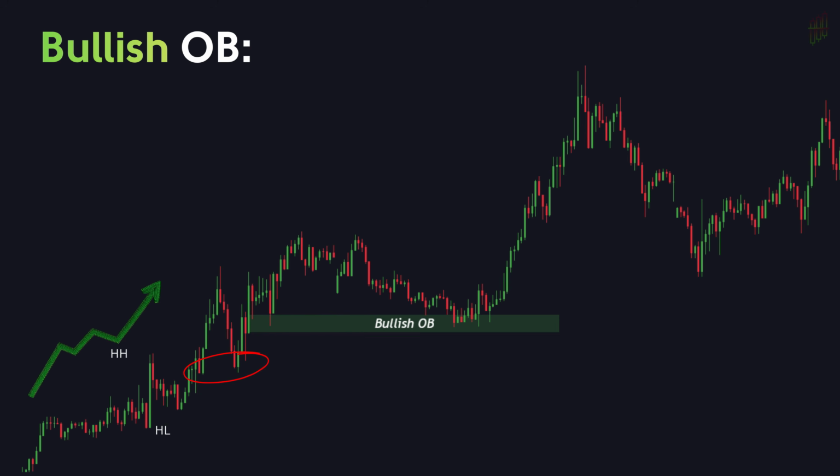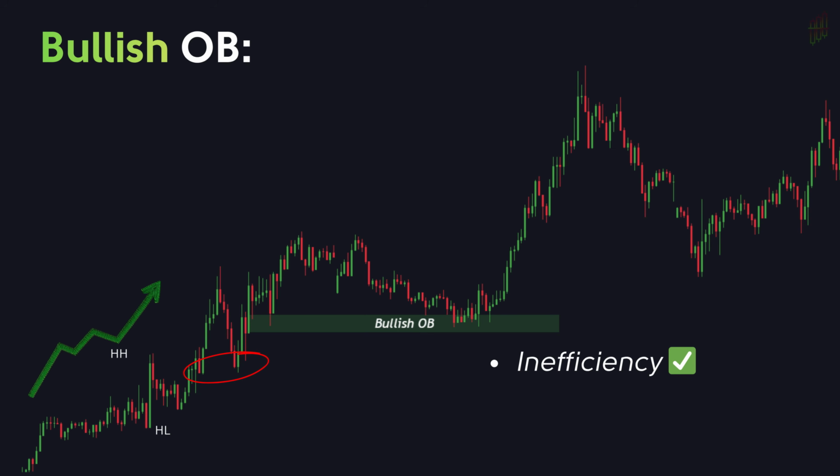This impulsive move is the first sign that institutions might have placed significant buy orders in this zone, creating an imbalance. When price leaves this area aggressively, it gives us our first rule of validation: inefficiency. The long-bodied green candles moving away from the zone show a clear displacement, meaning the market left behind an imbalance that must eventually be filled.